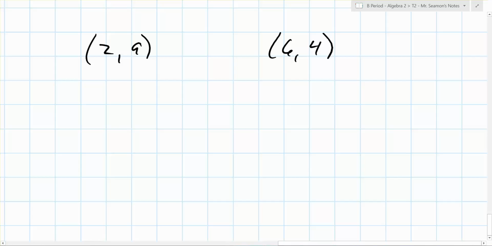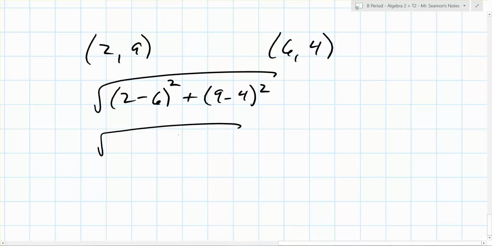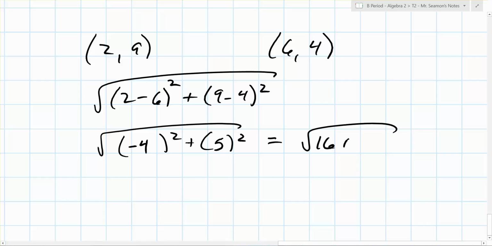So for example, let's say I gave you 2 points, (2, 9) and (6, 4). How would you find the distance between them? 2 minus 6, squared, plus 9 minus 4, squared. What's 2 minus 6? Negative 4. And what's 9 minus 4? 5. What's negative 4 squared? Positive 16. Plus 25. So that's going to be the square root of 41.